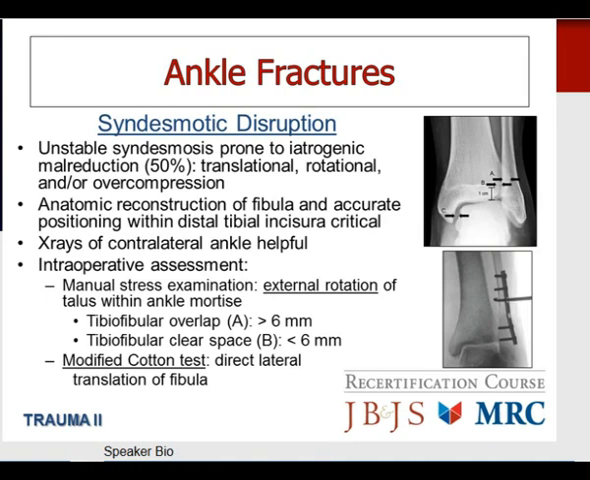you can do a manual stress examination, which again is external rotation of the talus within the ankle mortise. You're looking for the tibiofibular overlap indicated by A here, which should be greater than 6 millimeters, as well as the tibiofibular clear space, which should be less than 6 millimeters. You can also do a cotton test, which is where you directly laterally translate the reduced distal fibula. If the ankle opens up medially or the syndesmosis widens, that should be considered diagnostic of syndesmotic injury.